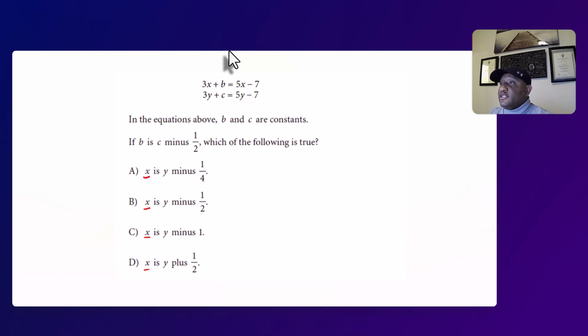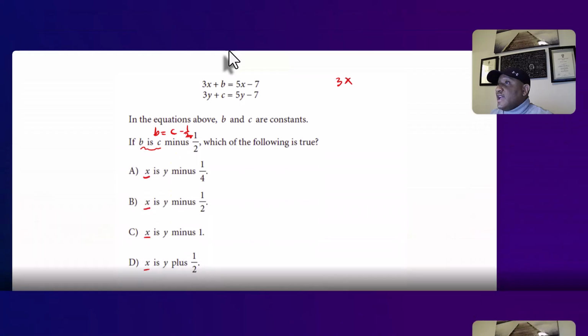We got 3x plus b equal to 5x minus 7. Now, what I know real quick is that they told us that b is c minus 1/2. So I can rewrite this: b is going to be equal to c minus 1/2. That's super important. In a minute, you're going to see why with this problem. So let's jump into that now real quick.